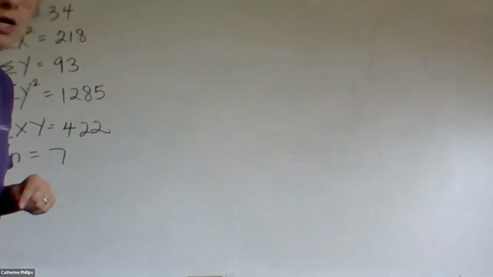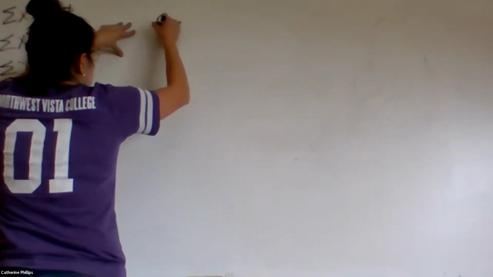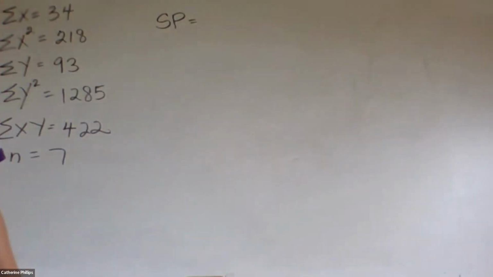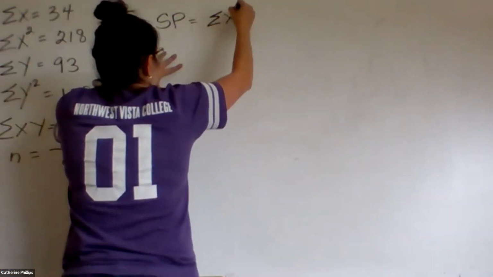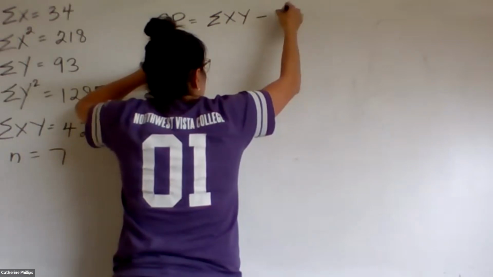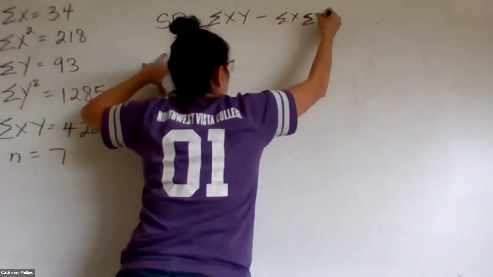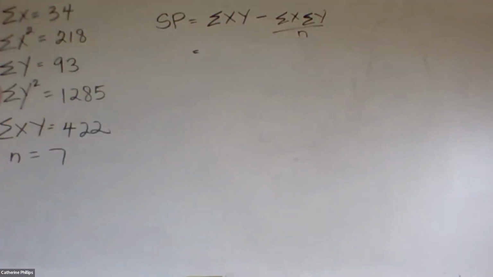Okay. So SP. The formula I'm going to use is the computational formula. That is the sum of XY, subtract the sum of X multiplied by the sum of Y, divided by N. The sum of XY is right here, 422.